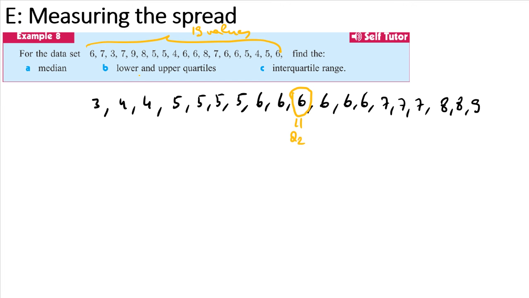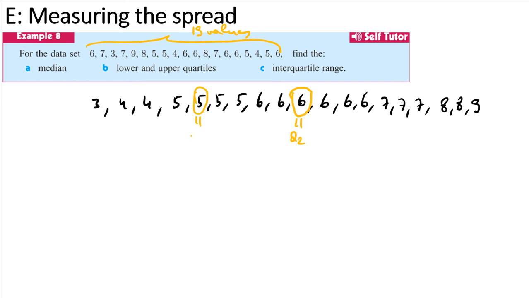And to find the lower and upper quartiles, we have to find the middle of the first half and the middle of the second half. Since this one is the median, Q2, in the first half we will have 9 values. So the middle one is the 5th value. So 1, 2, 3, 4, 5. This one is the middle one.